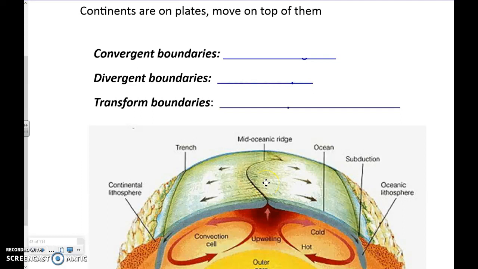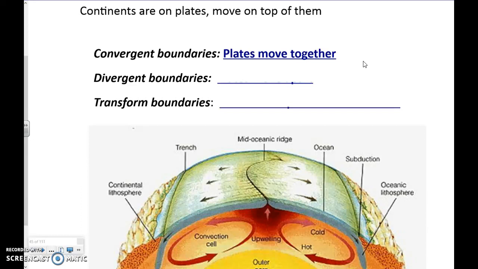Now there are three main types of boundaries, and again, this should be some review for you. We are not going to spend much time on it. You do not have that many notes to fill in, but you do want to be paying attention. The convergent boundary is the first one. Hopefully you know that the word convergent means to come together. When two things converge, they come together. So at a convergent plate boundary, you have two plates meeting each other.